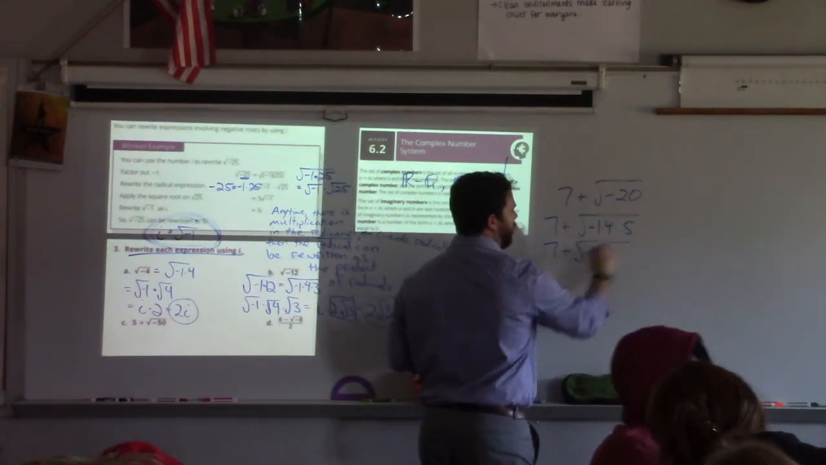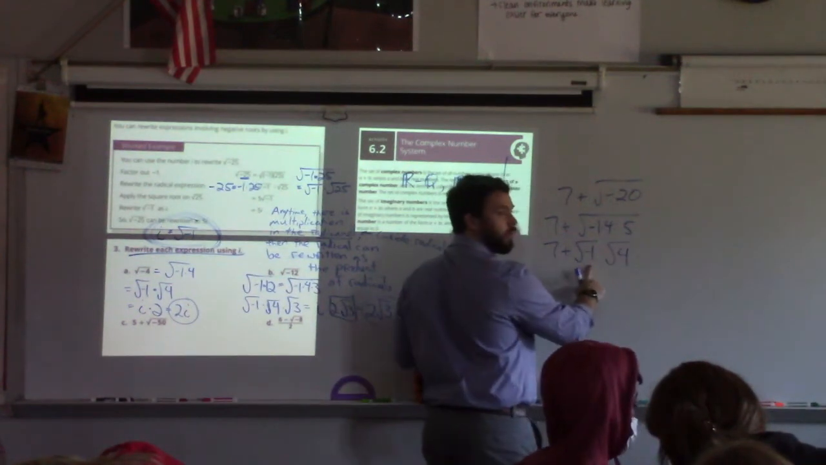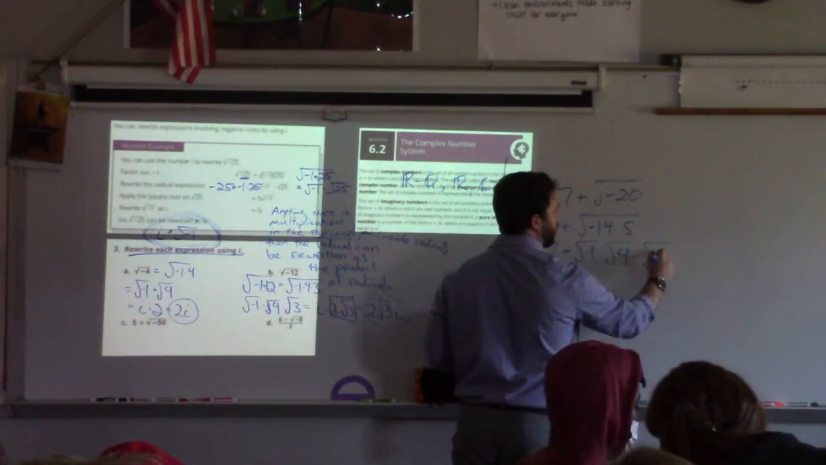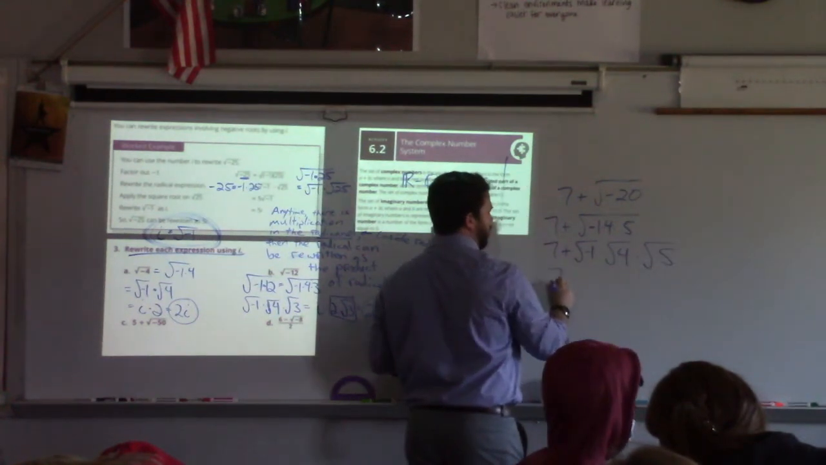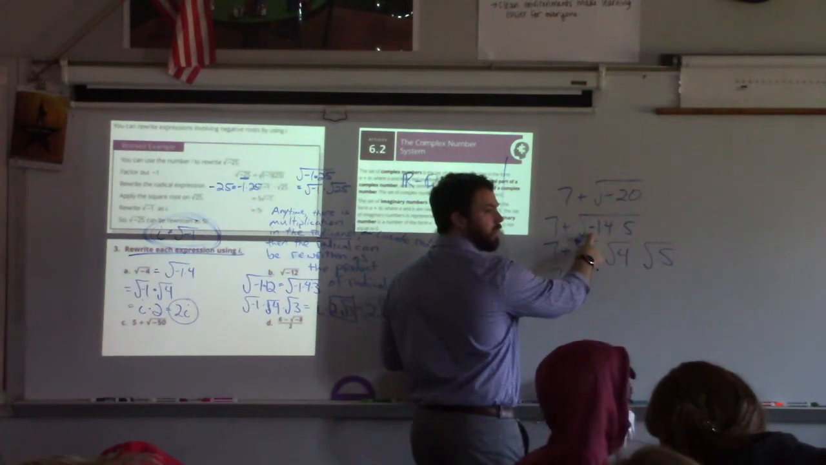times the square root of 4, just 4. We already have the negative 1 right here. Times the square root of 5. I don't want it to be negative in order to get the negative 20. But that's the point of factoring out the negative 1.